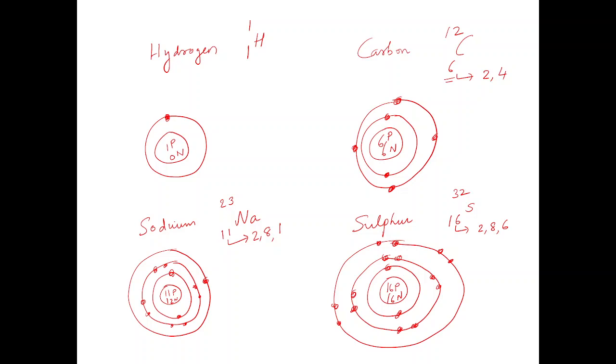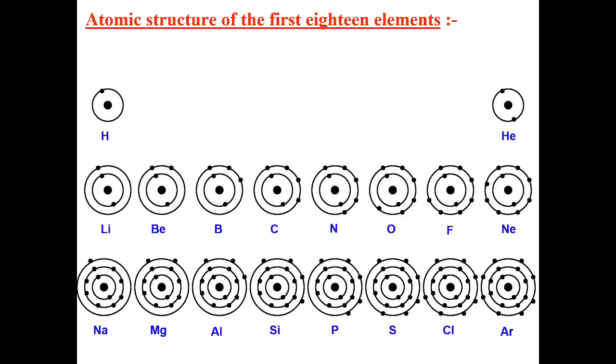So in this way you can draw the Bohr atomic models of elements. Here you can see all the first 18 elements. So try to draw it in your notebook.